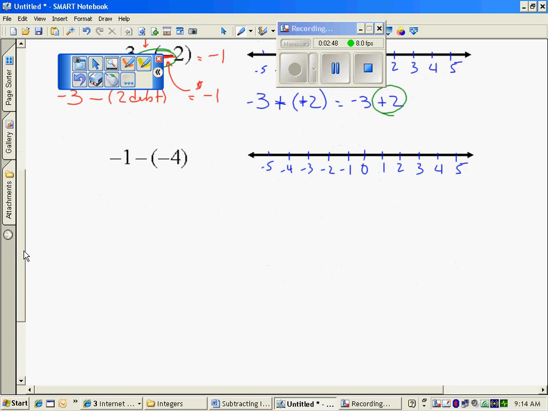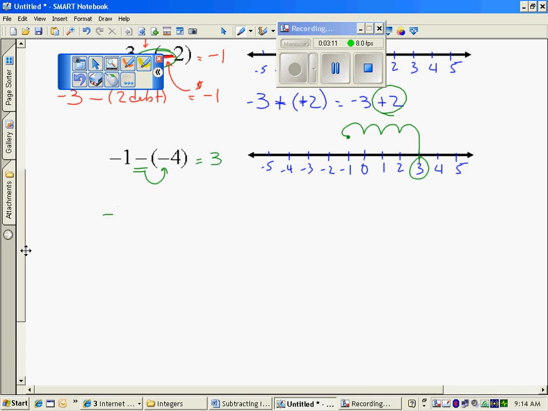I begin at -1, head to the left, then switch around the other direction. So this left deal is just a switch or change in direction. So instead of heading 4 to the left, I'm going to make a U-turn and head 4, 2, 3, 4. I end up with a value of 3.